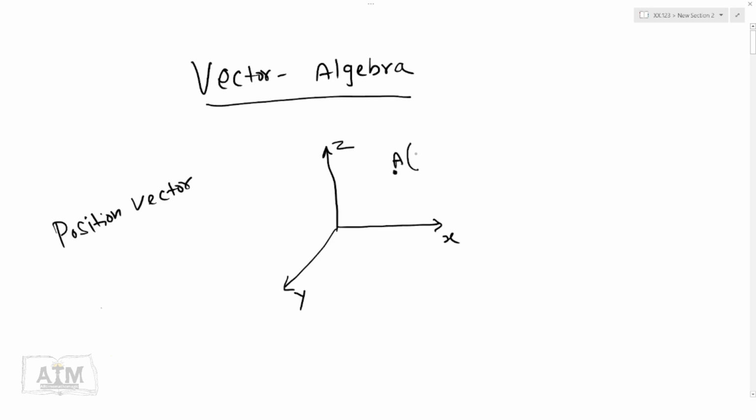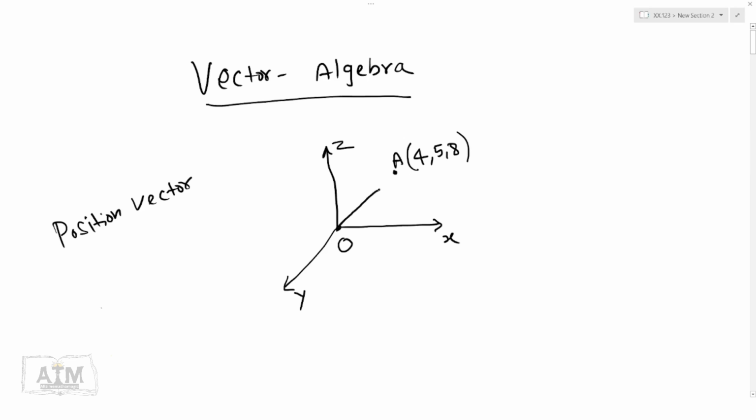Now, when we consider point A, we need to write the coordinates. So what are the coordinates? Suppose let us assume 4, 5, 8. These are the coordinates of the point A. Now we have to talk about how the point A is away from the origin, how it is related with respect to the origin. This is the origin and the point A. What is the origin? Origin is a point where the x-axis, y-axis and z-axis are all meeting together.